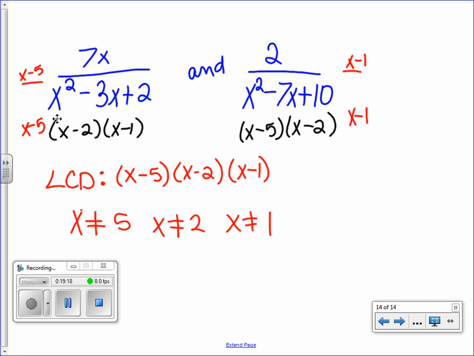What if they didn't have any in common? What if this was like x minus 2, x minus 1, and this was like x minus 5, x minus 4? There would have been 4, exactly. We'd have 4 factors strung out there to be the least common denominator. Yes. Yeah, so, exactly. Whatever they have, it has to be the same, and then all of those are your least common denominator.